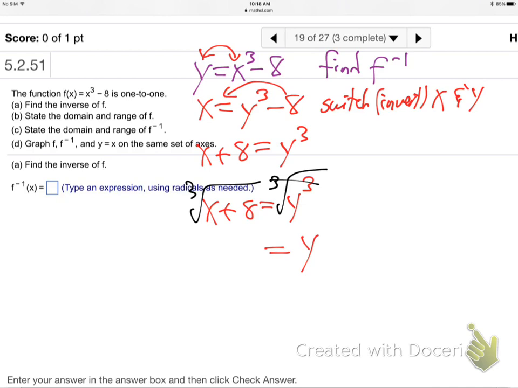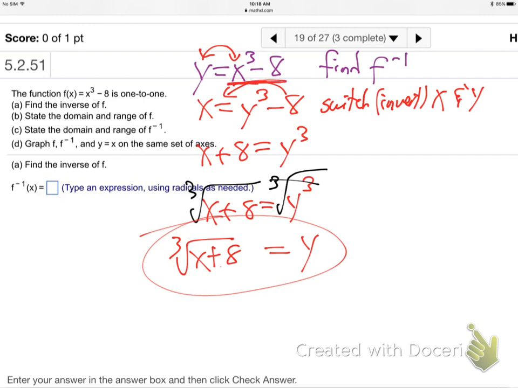Oh, and by the way, you don't have to put plus or minus. You only put plus or minus for two roots, right? Because that's the whole plus minus thing. So we don't have to do that for cube roots. It's just like it is. Cube root of x plus 8. So there's the inverse function. It's the cube root of x plus 8. And that does look like the opposite of third power minus 8, doesn't it? So now they ask us, okay, find the inverse. I did, so that would go right here. Question B, state the domain and range of f.